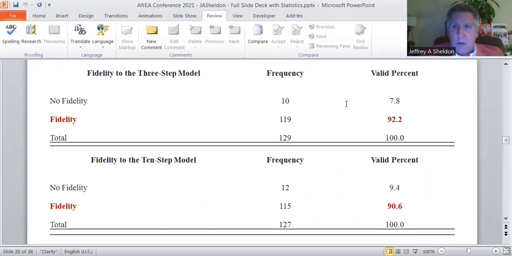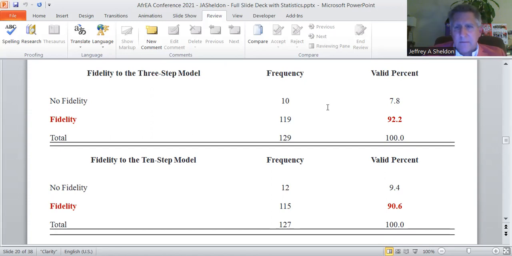What do we got? Well, okay, so for the 3-step model, the majority, 92.2% of respondents, adhered with fidelity to the 3-step model. You can tell how many people, 129 people, right, implemented the 3-step model.